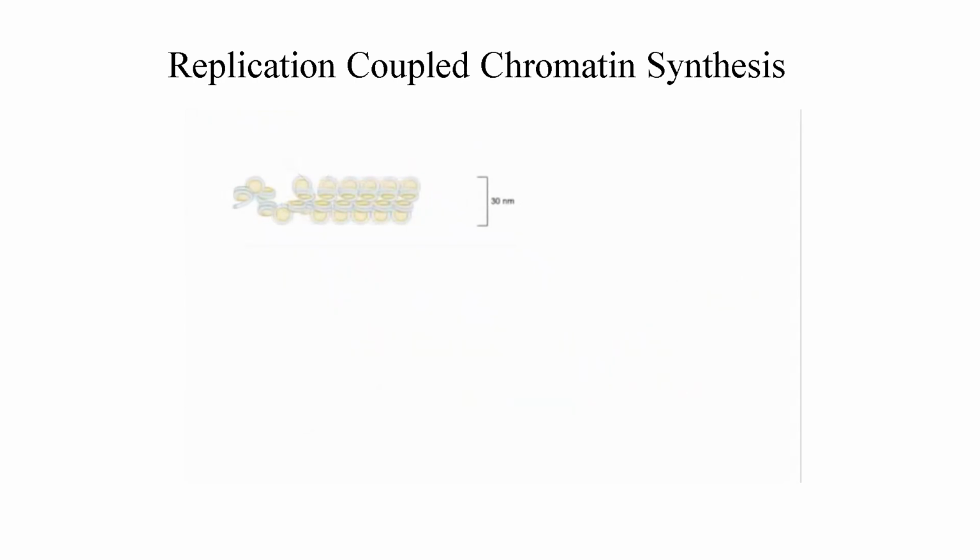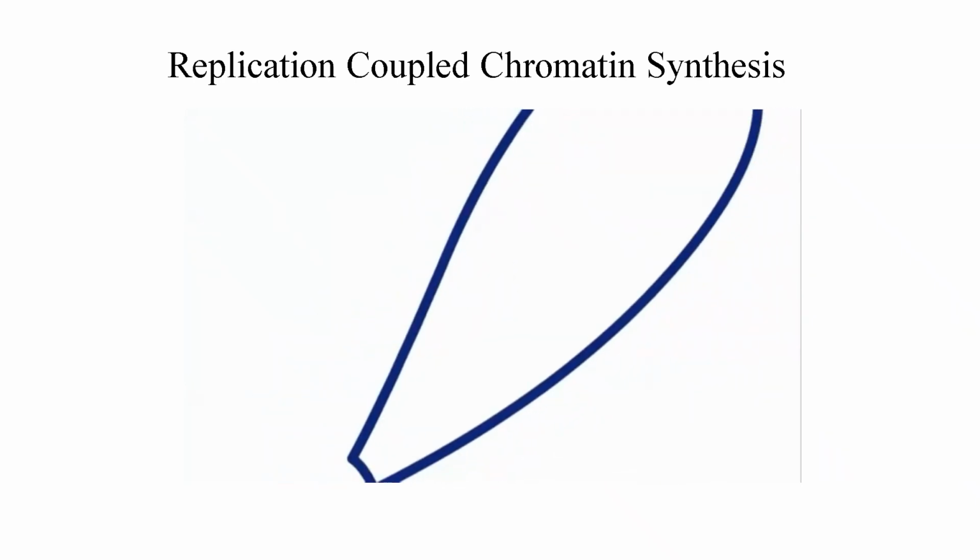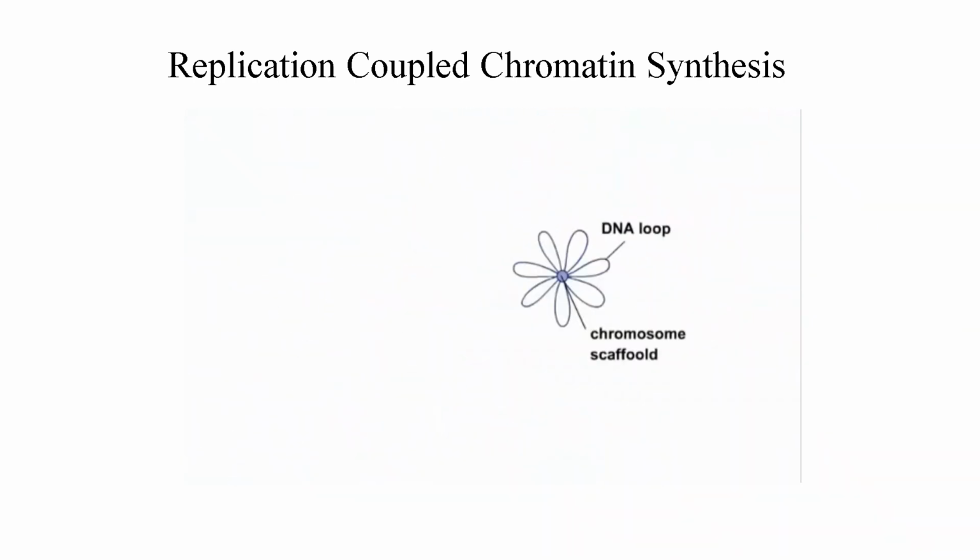To produce a highly condensed mitotic chromosome, the 30 nanometer fiber must be compacted into yet higher order structures. The 30 nanometer fiber is believed to fold into large loops, held together by nuclear scaffold proteins at the base of each loop. The looped fiber can then be coiled again to produce the fully condensed chromosome.